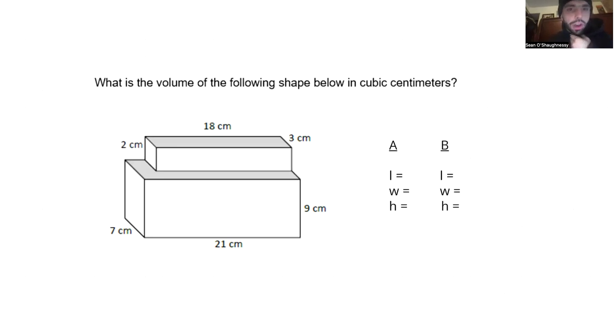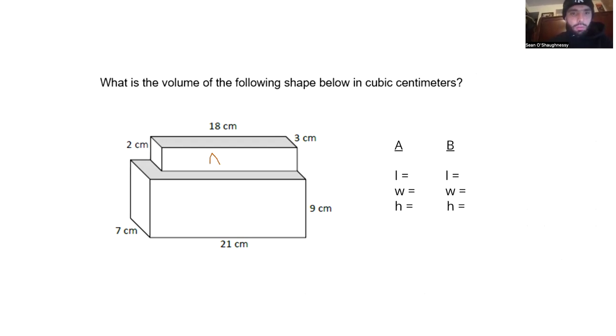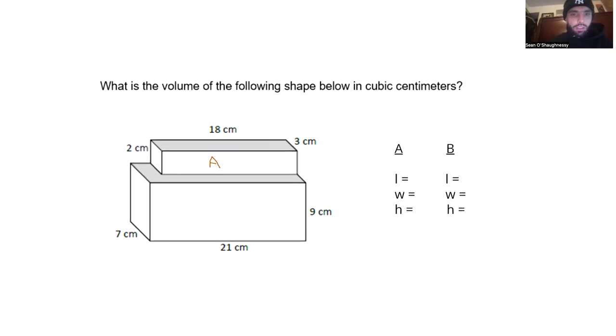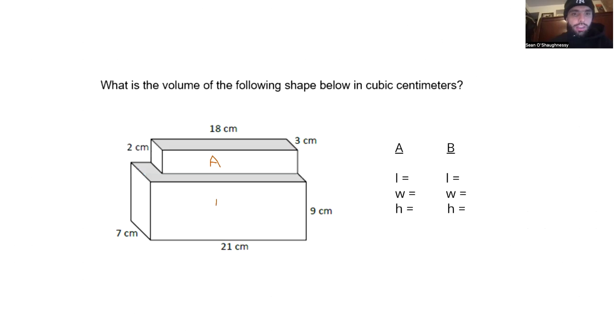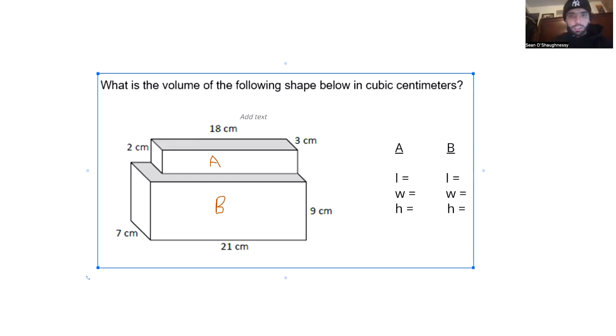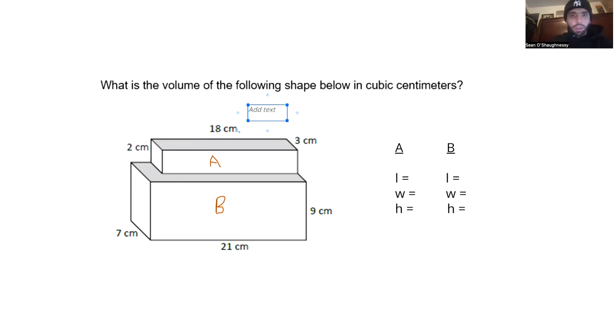All right. So when you have a question like this where you have two rectangular prisms on top of each other and you have to find the volume, what you do is you split them up so that you can see the two rectangular prisms. You can call one A. You can call one B. And then you just want to use the volume formula of volume equals length times width times height. And then get your dimensions of each.